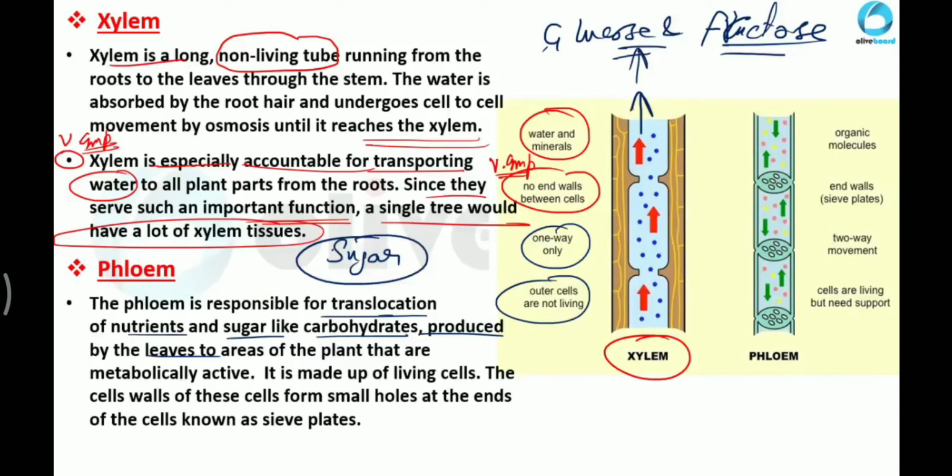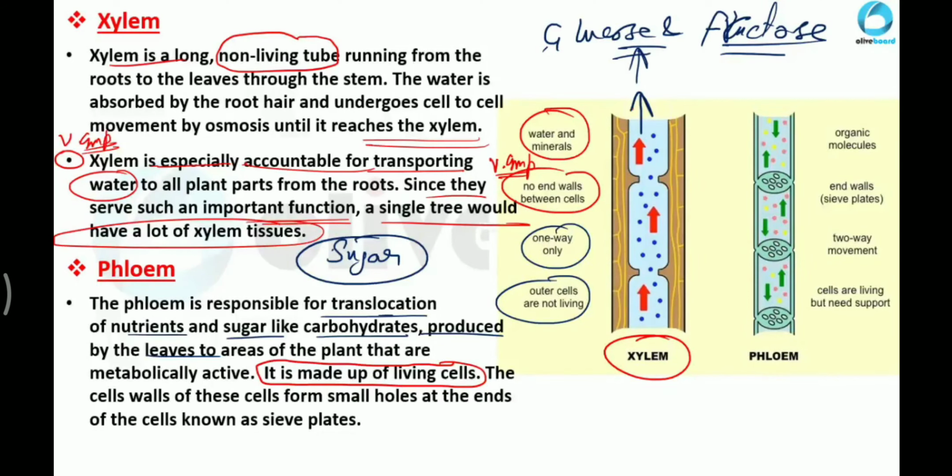And it is made up of living cells. Very, very important. Phloem is made up of living cells. They can ask you in the exam, which one of the following is made up of living cells, phloem or xylem? So it is made up of living cells. Phloem is made up of living cells.